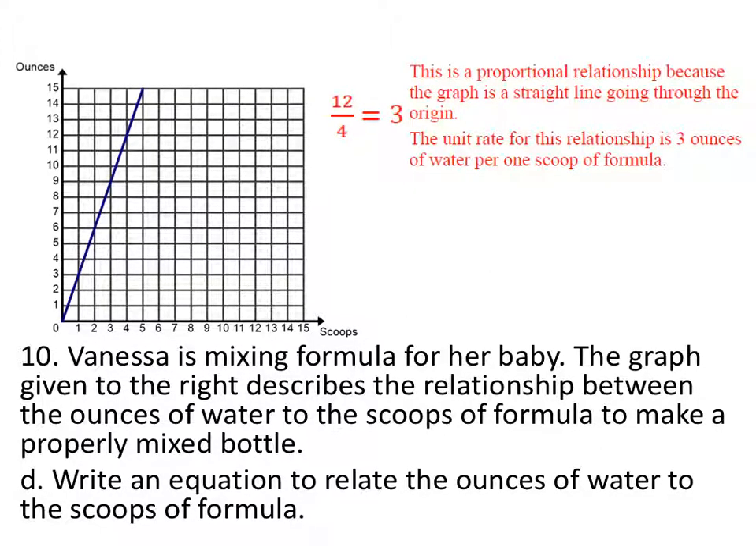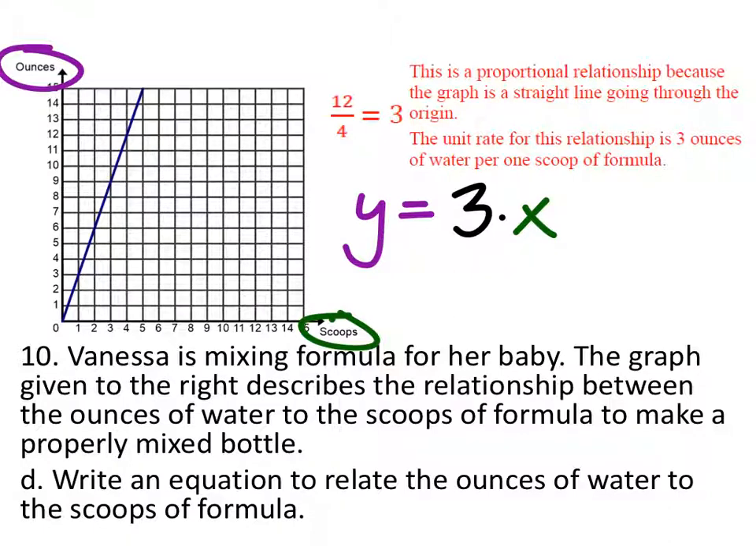Alright, in this one we can see that the y is represented by ounces, so the ounces should equal something to do with the scoops, which is our x values right here. And what are we going to do with the scoops in order to figure out how many ounces are required? You're going to have to multiply it by 3, which is the proportional constant, and it's also the unit rate for this one. And this would give us the equation for this problem.